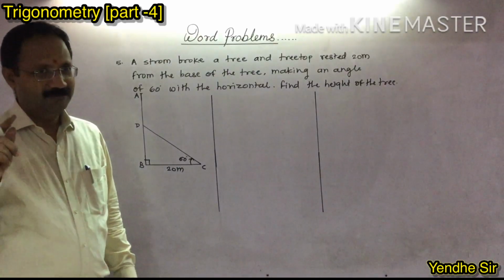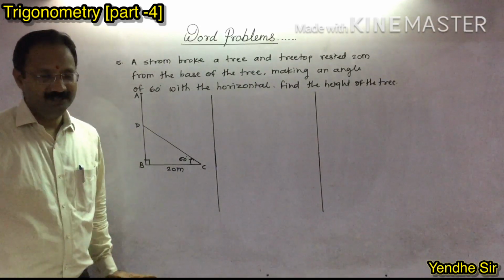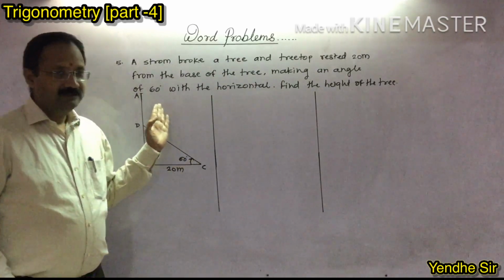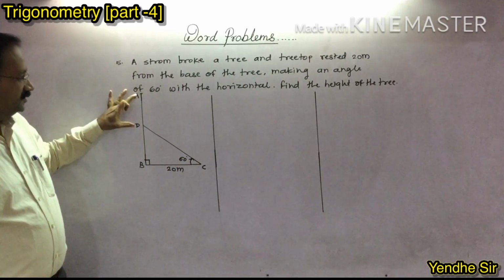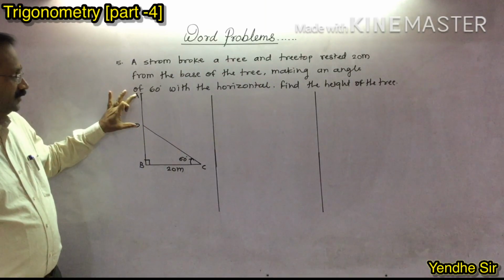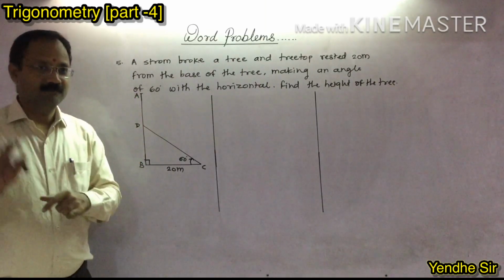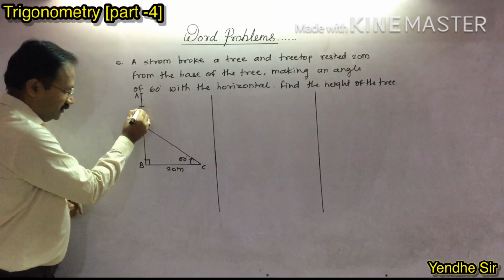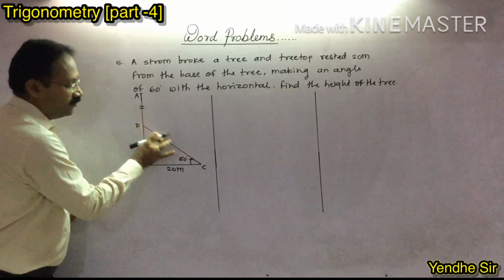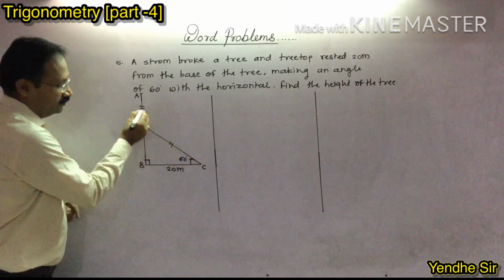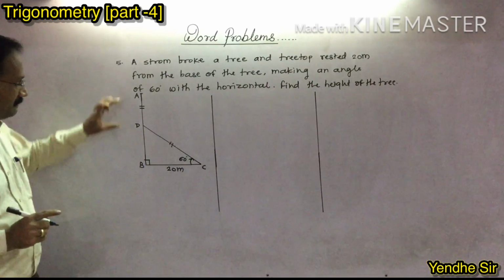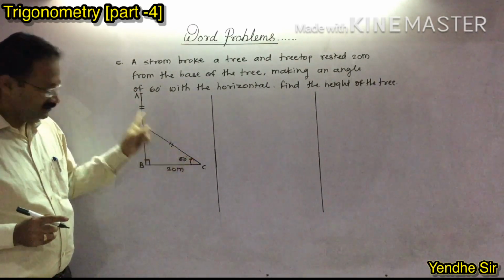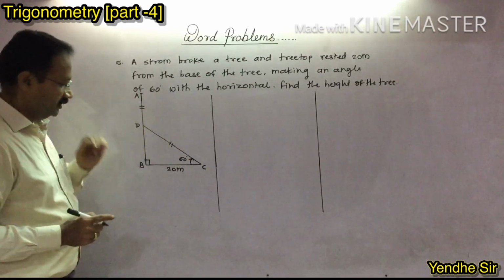Let's see one another different sum. Here, one tree is given. And that tree top means AD is a tree top. Okay, it broke by the storm and that falls down to the ground. This is the tree top which falls down like this. So it means both parts are equal. That you have to remember. This is the part which broke down. CD is that part. Okay, these both are equal.